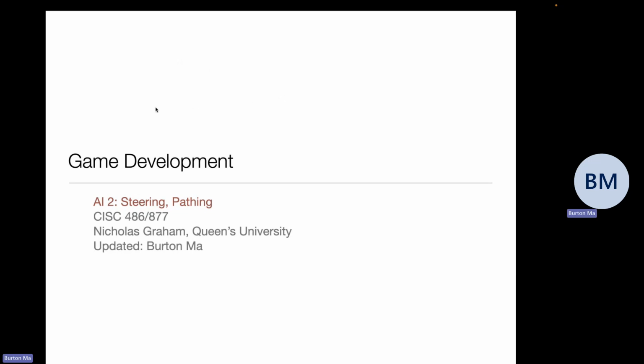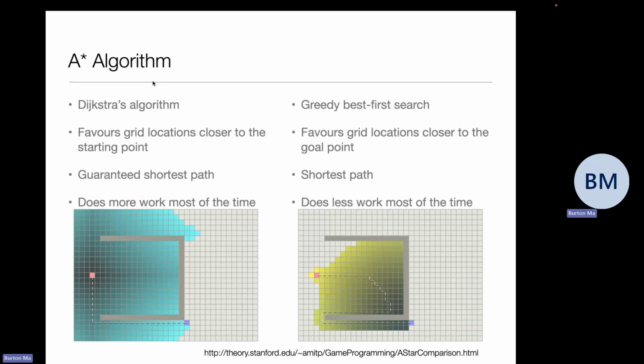Okay, good afternoon, everybody. So today's lecture is a continuation of the previous lecture where we were looking at pathing. So just to quickly remind you what was going on before, we looked at two different algorithms in the last class, right? We looked at Dijkstra's algorithm, and we looked at greedy best first search. So remember, Dijkstra's algorithm is guaranteed to find a shortest path from a start position to one or more goal positions.